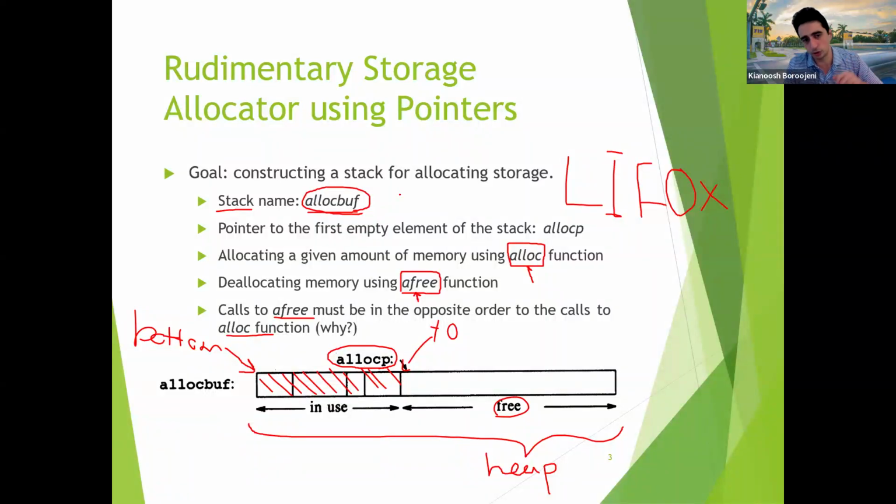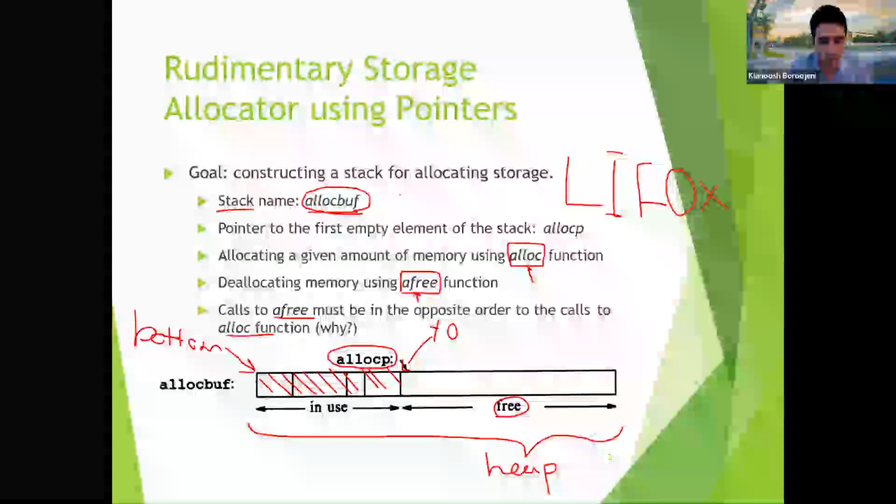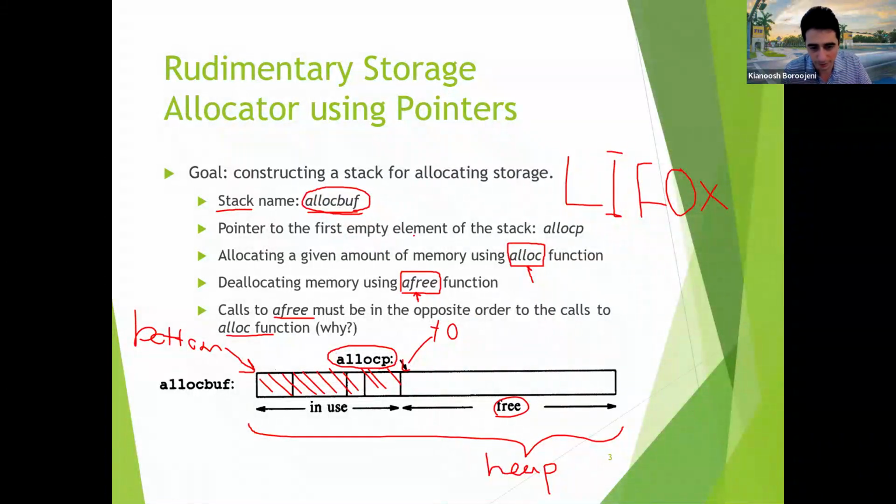You know that if I push 5 elements, 1, 2, 3, 4, 5, the pop will pop them in the opposite order. So if I push 1, 2, 3, 4, 5, pop will pop 5 before 4, and 4 is popped before 3, 3 is popped before 2, and 2 is popped before 1. So that's why the calls to free must be in the opposite order of calls to alloc. That's because we use a stack, which is a last in, first out data structure for this rudimentary version.